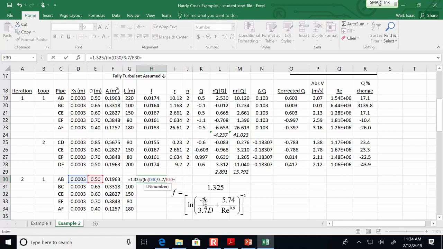Divided by 5.74 divided by the Reynolds number to the 0.9 power. The Reynolds number we're going to use is the previous Reynolds number, so the flow rate up here. All right, so this Reynolds number to the power of 0.9. And now we're ready to square it. Let me give you a moment to take it all in.